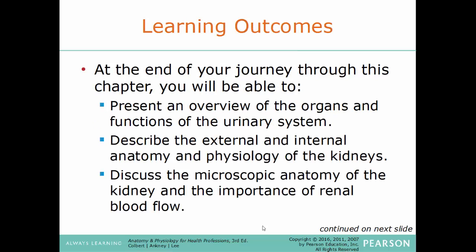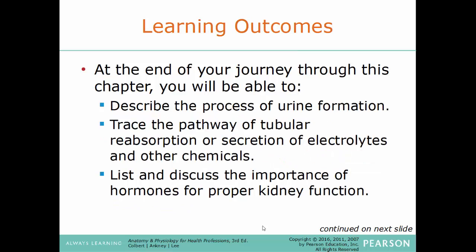Learning outcomes for this chapter. Present an overview of the organs and the functions of the urinary system. Describe the external and internal anatomy and physiology of the kidneys. Discuss the microscopic anatomy of the kidney and the importance of the renal blood flow. Describe the process of urine formation.